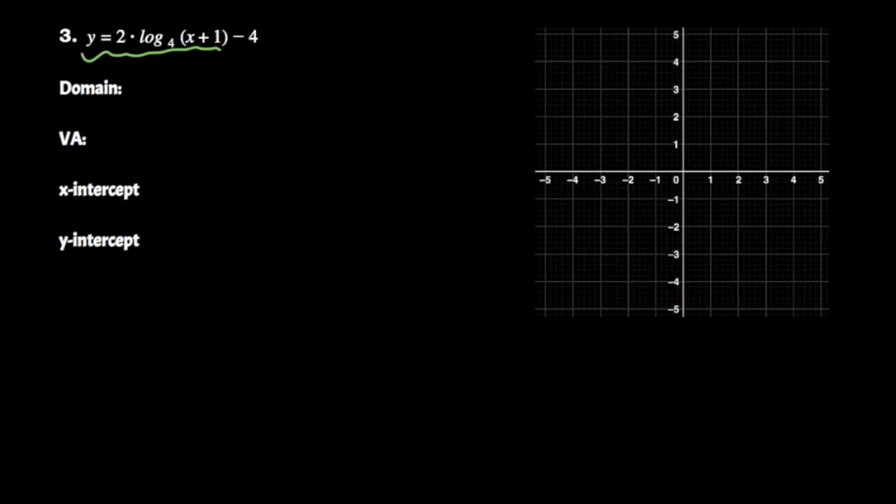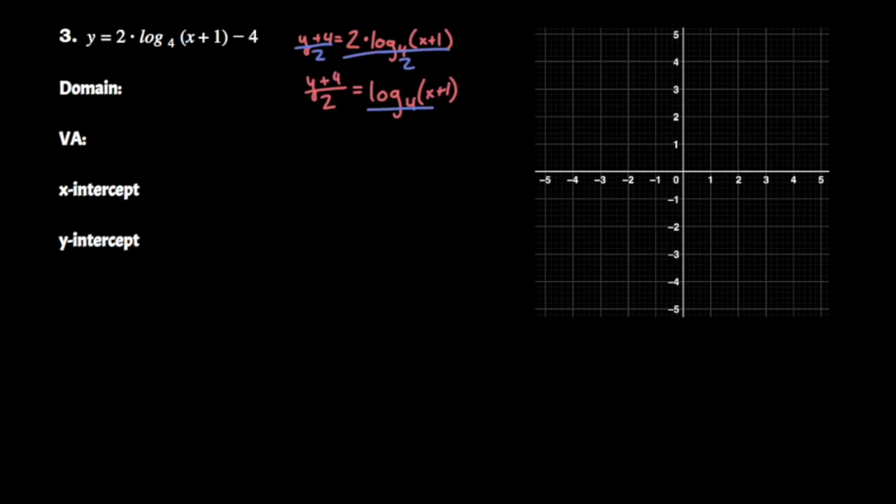This last function has quite a few transformations for us to deal with, so before we worry about filling out any of this information, let's just rewrite this in exponential form first. So the first thing I'm going to do is get rid of this -4 by adding 4 to both sides, and then I'll have to get rid of the 2 by dividing both sides by 2. Now that I finally have the log term isolated, I'm going to start at the base and do around the world, so 4 to this other side equals this.